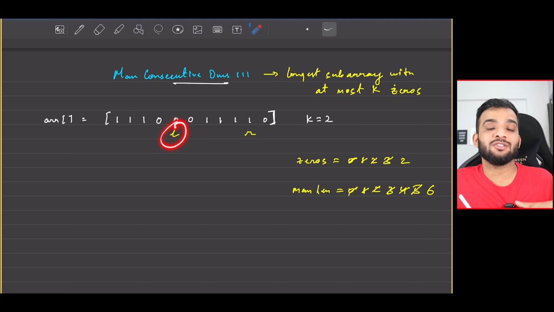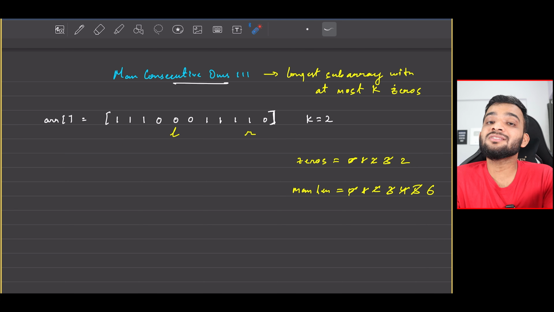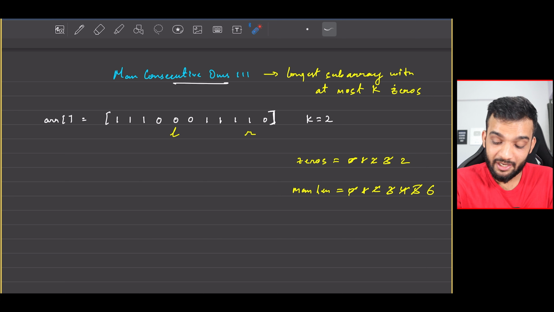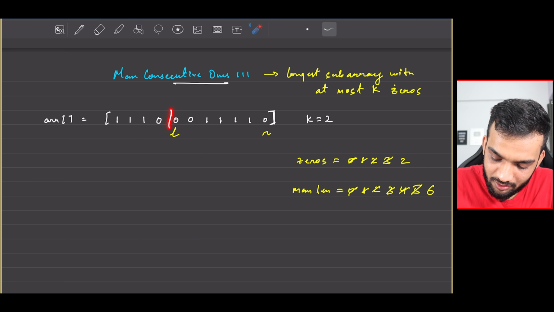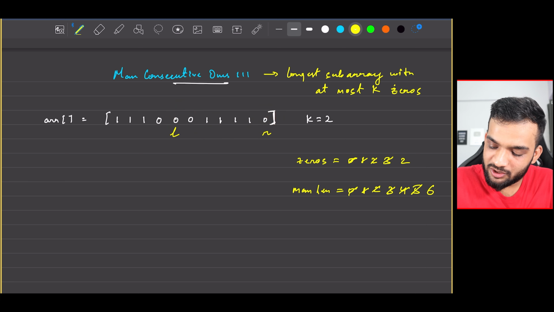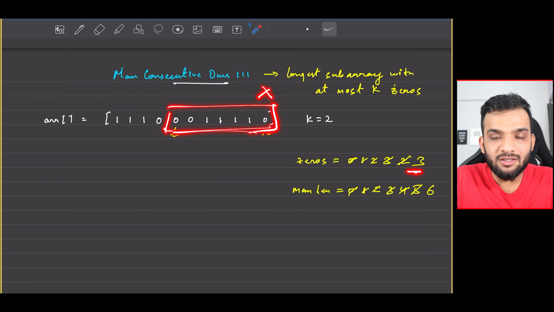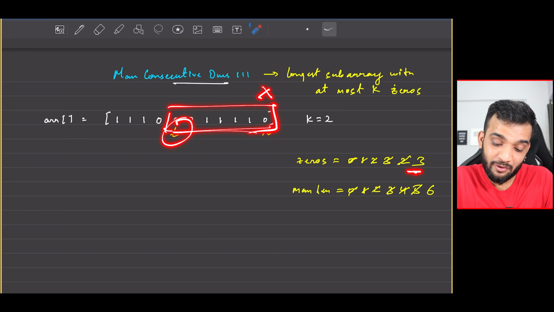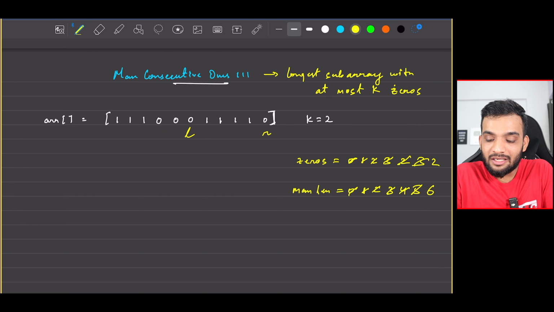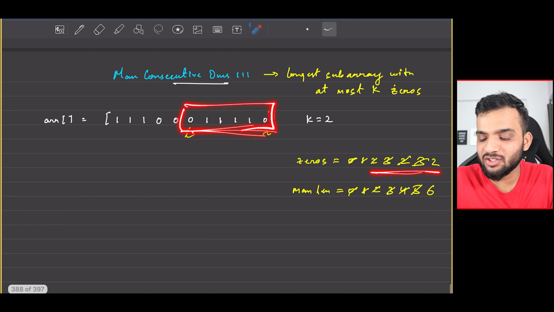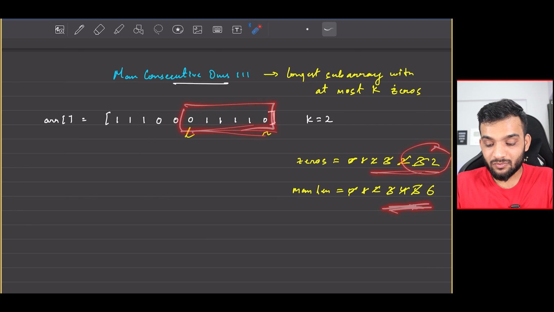I'll not be moving L anymore. So what happened was, L kept on going. And he's like, I'm not going to allow you to increase your size till I get a 0 and reduce myself. Interesting. Next, the R goes here. This is a 0, so the zeros will increase to 3. When the zeros increase to 3, I'm saying this subarray is not valid. So L will be like, okay, I'll have to shrink. But I know I can only shrink by one place. So I'll shrink by one place, and there was a 0 that was removed. So zeros decreased. Now this subarray can be considered because the zeros are 2. So the max length still stays as 6. Pretty impressive, right?